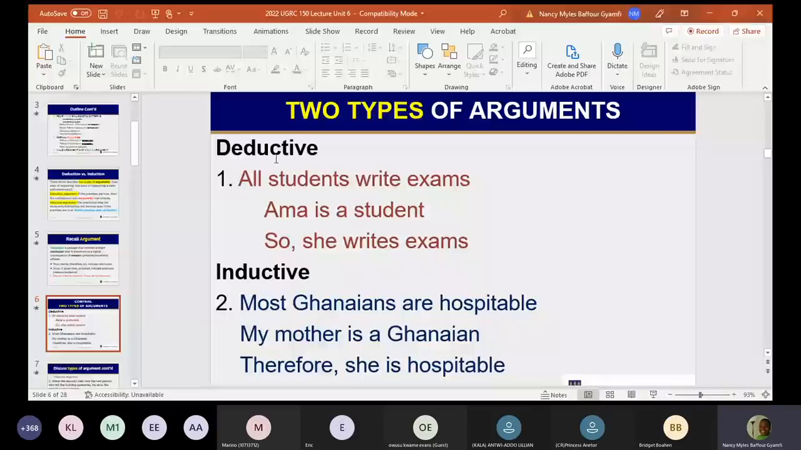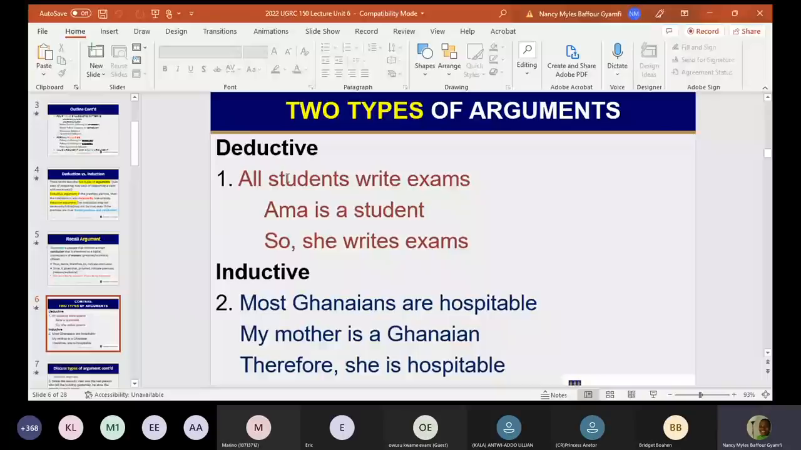This is valid. It is called modus ponens. Write it down somewhere. So after you say all students write exams, the student bit, the statement in front, the first part of that, your universal statement, is the antecedent. A gentleman who asked me antecedent. I'm showing you that now.